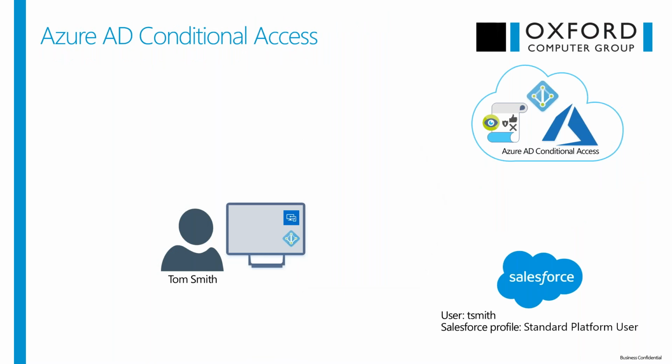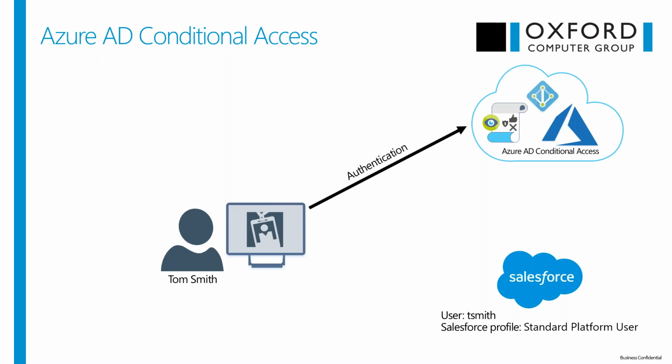And so this is going to be a quick walkthrough. This first part is where we don't have Saviynt and how the conditional access would work. So Tom Smith has a device that's Azure AD joined, or it's enrolled with Intune. He has a Salesforce account that has a standard profile platform user. It's a basic profile with no elevated permissions, and Salesforce is configured with Azure AD as an identity provider, so single sign-on from Azure AD.